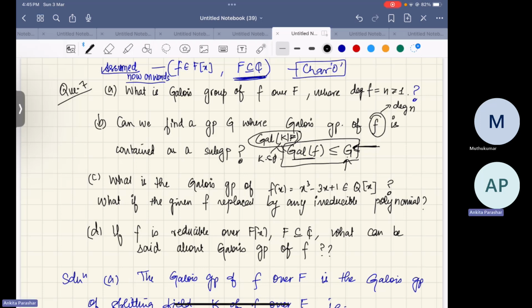So let me repeat. Given a polynomial of degree n, we can talk about its Galois group. That is the same as the Galois group of its splitting field. I'm saying you can always get a group where this Galois group sits as a subgroup.